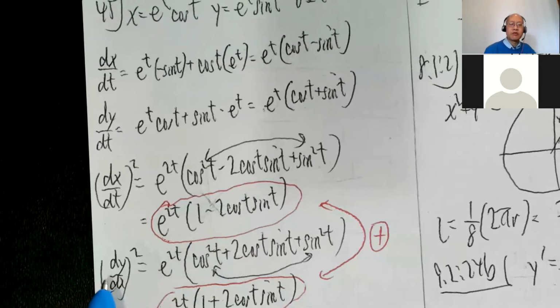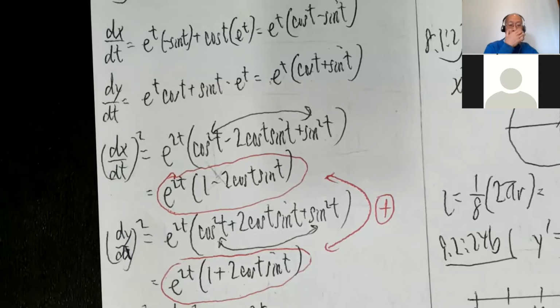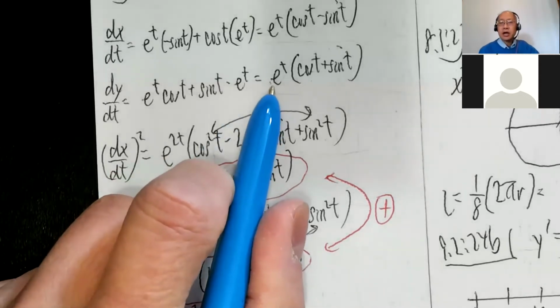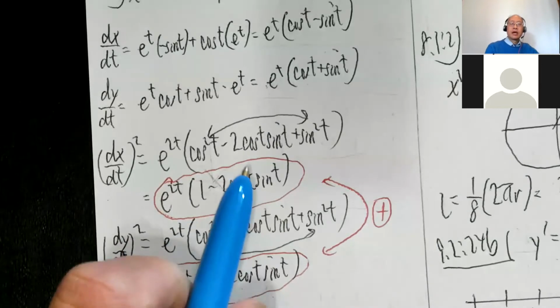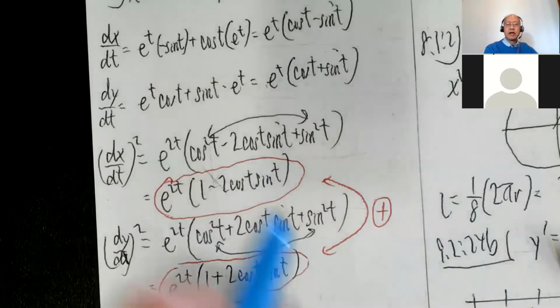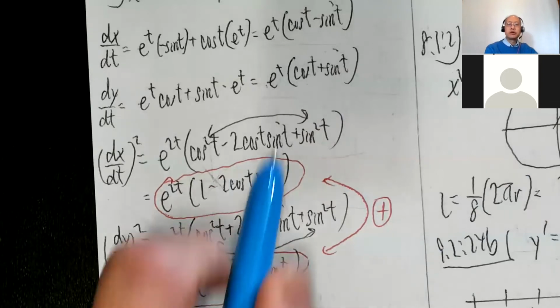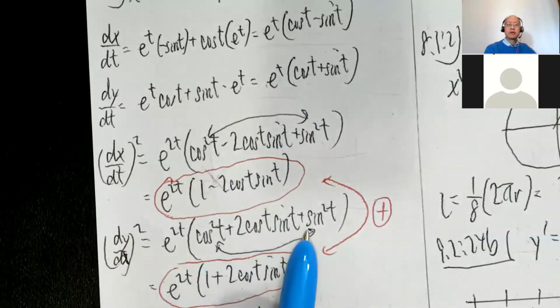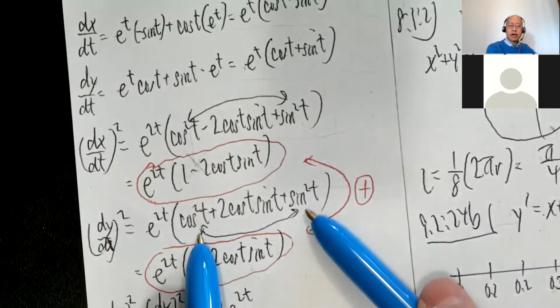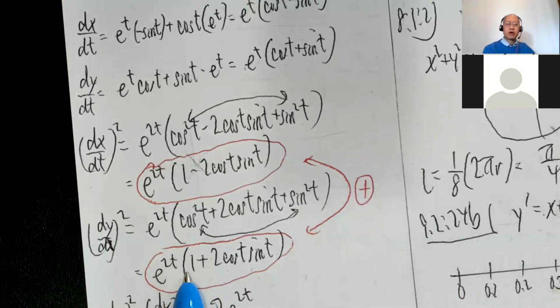And then something similar happens for dy dt squared. That's supposed to be dy dt, not dy dx. So to square this, I have e to the 2t. And now I'm squaring a plus b. A squared plus 2ab plus b squared. It's essentially the same as this, except this minus becomes a plus. So cosine squared t plus 2 cosine t sine t plus sine squared t. Once again, these two combine to give me 1, cosine squared t plus sine squared t. So I have e to the 2t, 1 plus 2 cosine t sine t.